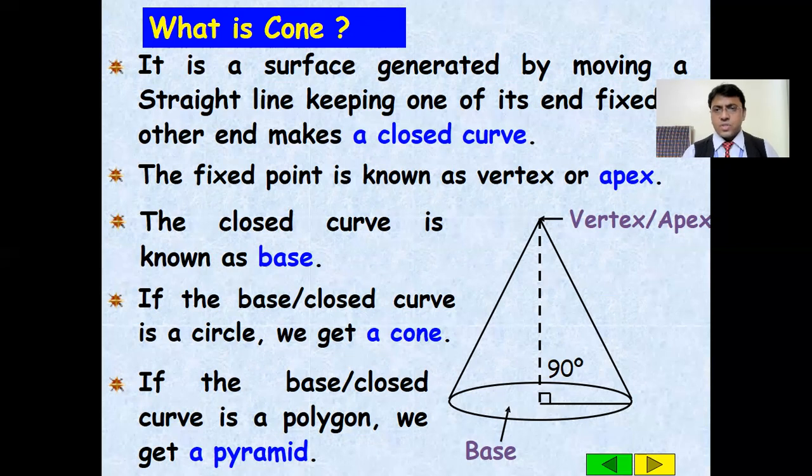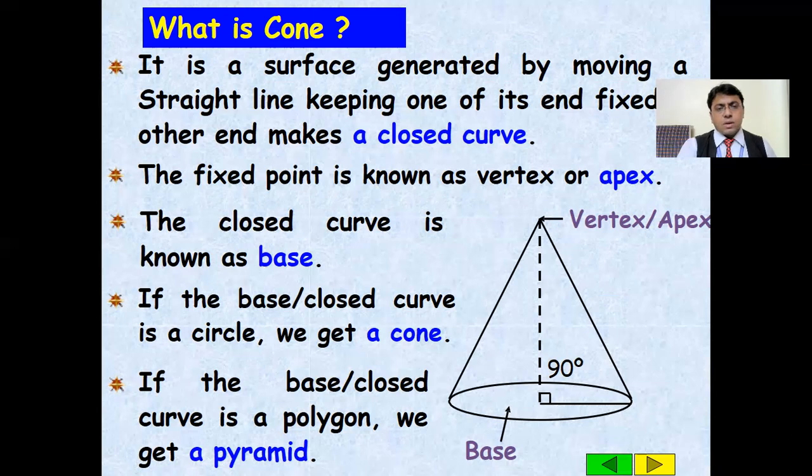Cone is one of the solid structures, or we can consider it also a hollow structure. So in three-dimensional view, the pictorial view represents here the cone having a base, vertex as well as axis shown here. It is a surface generated by moving a straight line, keeping one of its ends fixed and the other end makes a closed curve. The fixed point is known as the vertex or apex. The closed curve is known as the base.